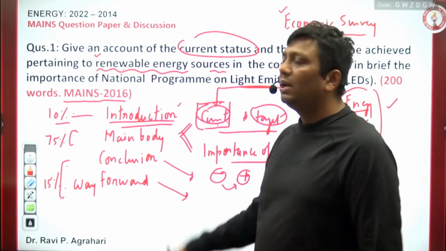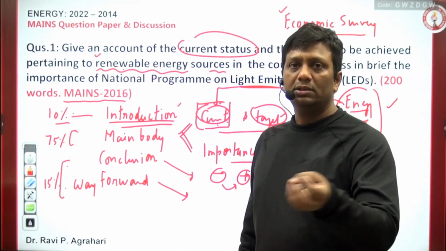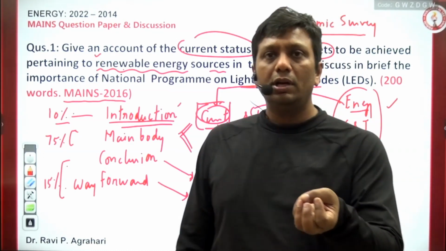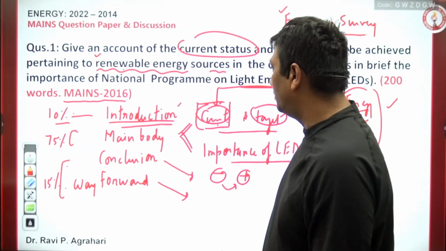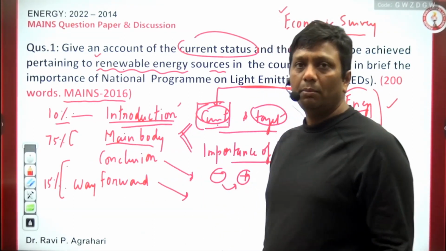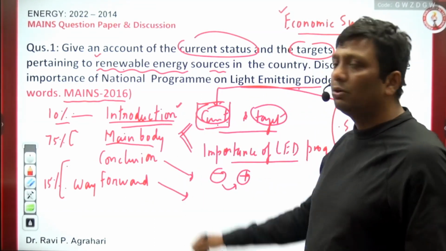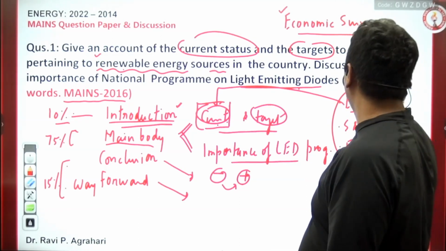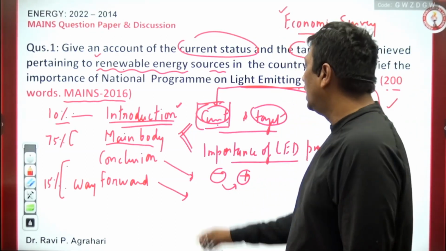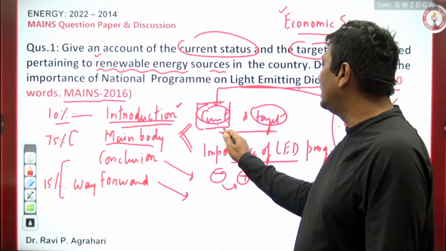As for renewable energy sources, you must write, for example, solar energy, wind energy, ocean energy, biomass energy, etc. Now the introduction part is over in 10%, as the question's word limit is 200 words. Now, after the introduction, comes the current status and target.